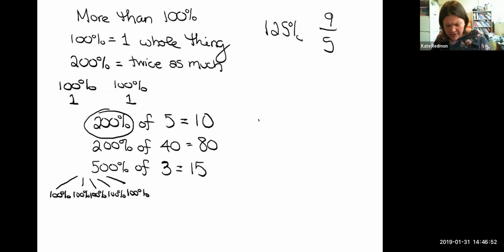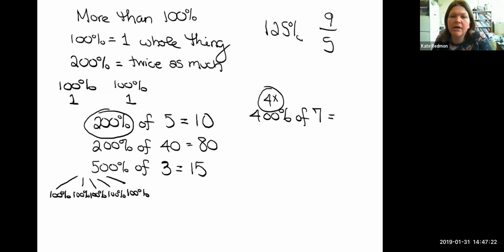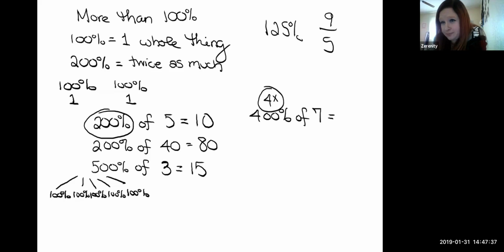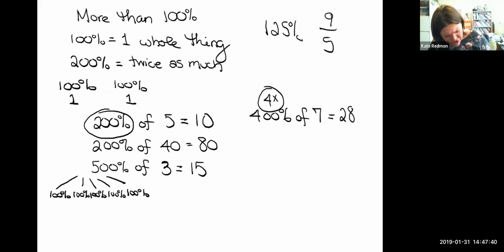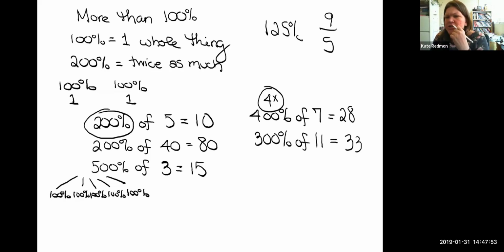Okay, let's keep applying this logic. And what would 400% of 7 be? How many times as much is 400%? 4. Exactly. 400% is like 4 times as much. So 4 times 7 is what? 28. Glorious. Let's do, I don't know, 300% of 11. 33. James, I didn't see you do any scratch work. How'd you come up with that? 3 times 11. Exactly. 300% is 3 whole things. So 3 11s would give me 33.